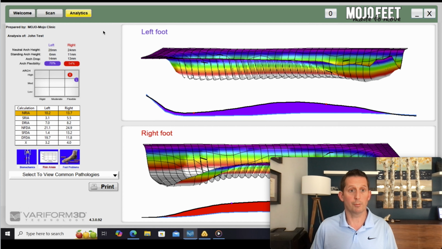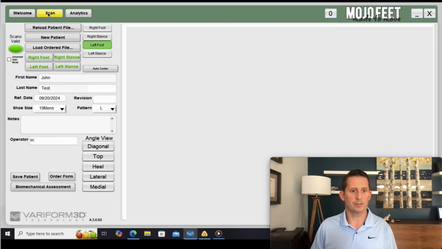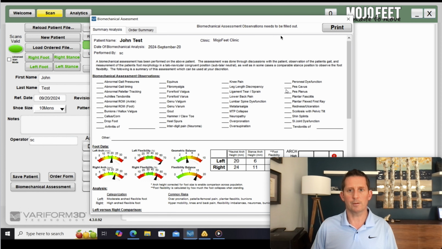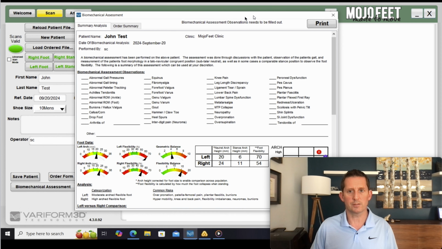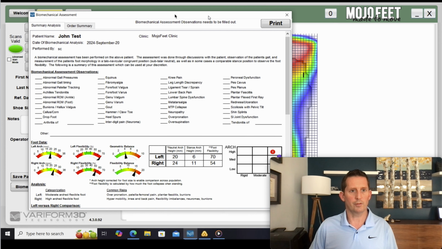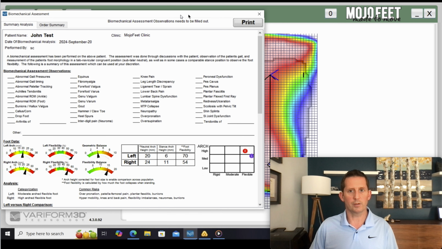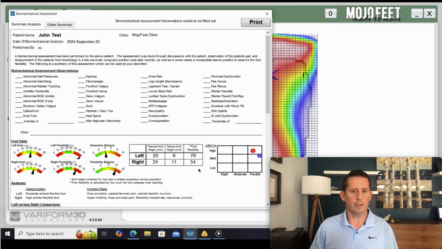Continuing along with what we can print off, if we go back to the scan screen, at the bottom of the screen we have this biomechanical assessment. If we click on that, we're going to see a summary of all the patient's numbers. I'm going to move this over so you can see it. Again, this form is printable. It's not new information as far as numbers go. You can see the 70 and the 54% there. They're just represented graphically slightly differently in a chart and these odometer kind of things.